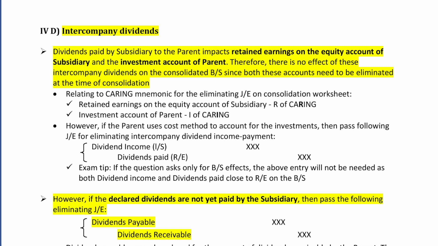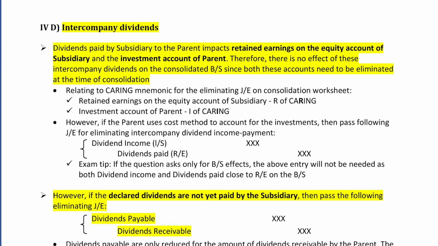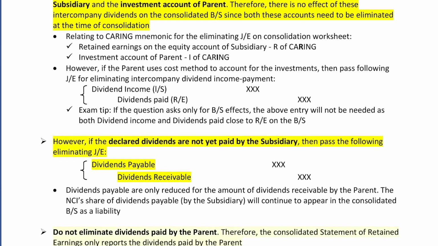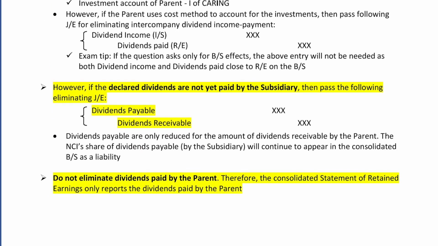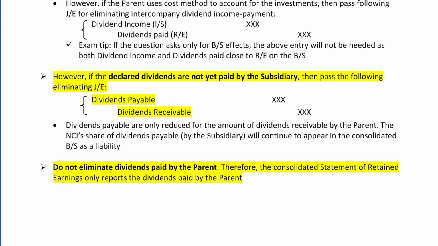Look at the fourth bullet on this page. Highlight: dividends paid by the acquirer are not eliminated. As a result, the consolidated statements of retained earnings will only report dividends paid by the acquirer.